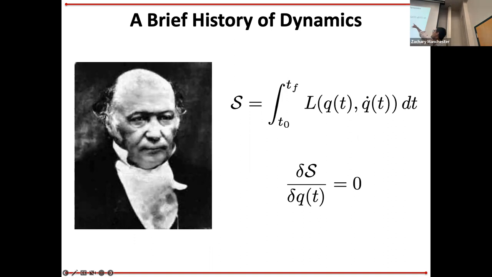So if I minimize this S thing up here, if I treat that as like a cost function or loss function or whatever you want to call it, and minimize it with respect to the trajectory Q of T, the first order necessary condition for a local optimum is gradient equals zero. If I set that gradient equal to zero, it turns out this guy pops out. So the big idea from Hamilton here is that we can actually pose dynamics as optimization.